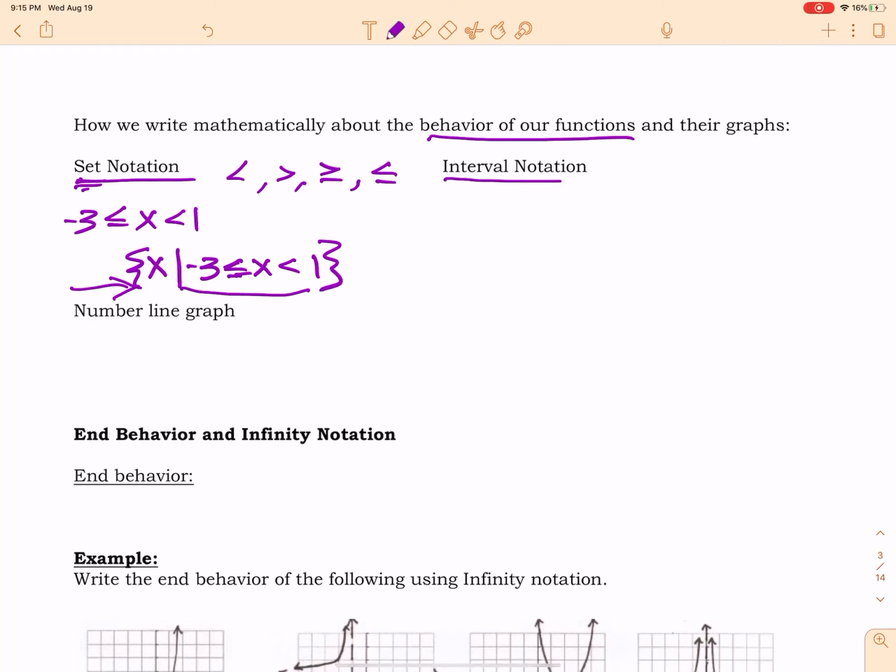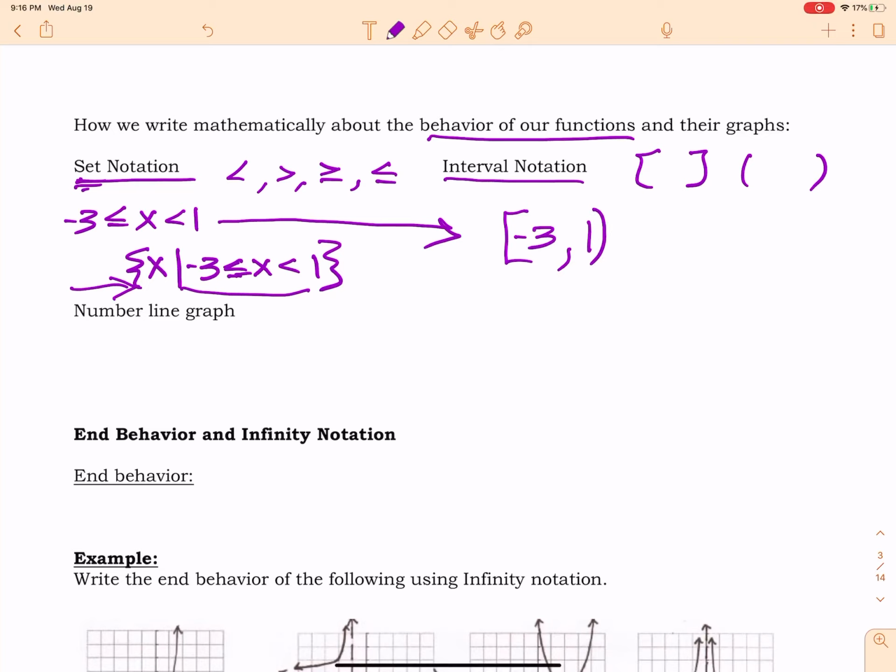Interval notation is a little bit easier to remember. Interval notation uses brackets and parentheses only. So the way I would write this, if x is less than 1 and greater than or equal to -3, it would look like this. Since it's greater than or equal to -3, that's a bracket. Bracket always means it includes the value. And then, of course, since it's just less than 1, I'm going to have parentheses. So they mean the same thing, it's just they're written in different notation.